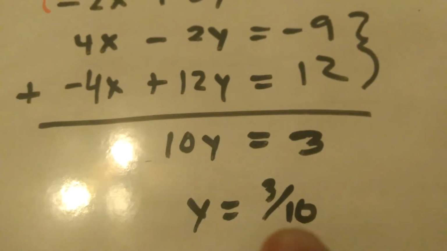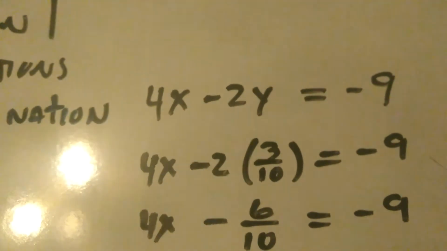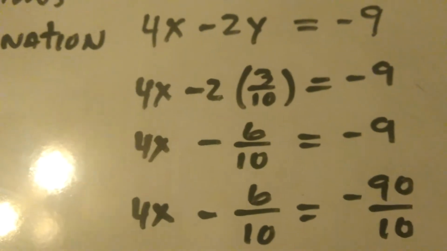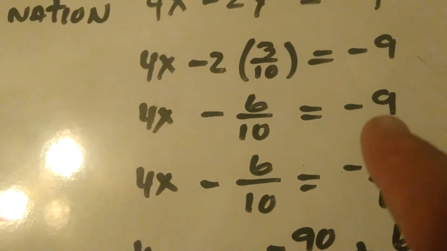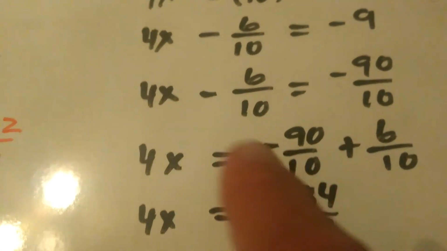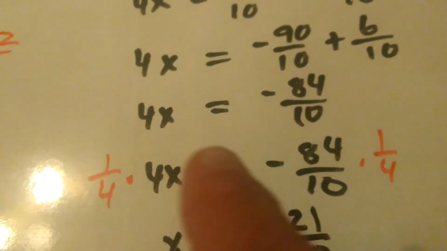Now I'm going to take that 3/10 and substitute it in one of the original equations. So I substitute it in for the y there. Times 2 gives me negative 6/10. If I take this negative 9, which is here, and change it to tenths, I get negative 90 over 10. Adding the 6/10 over, I get negative 84 over 10.